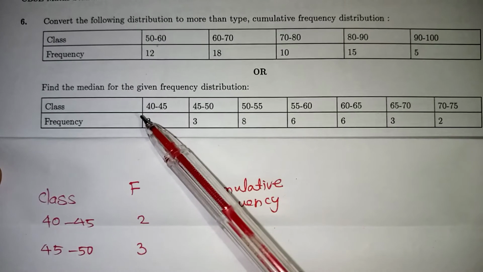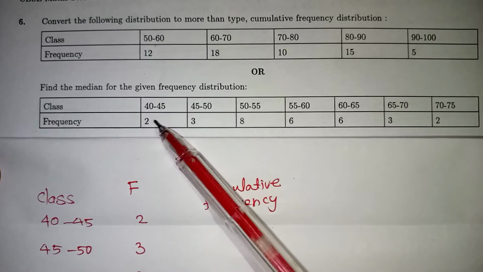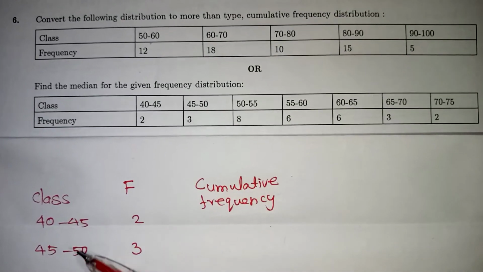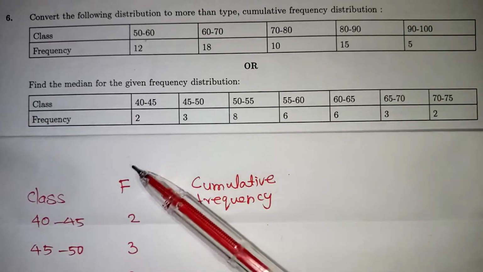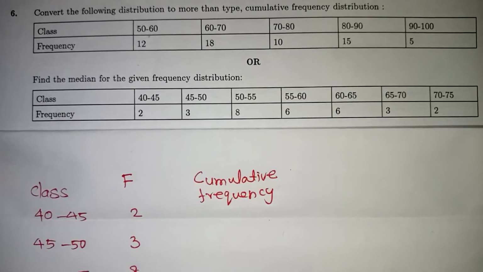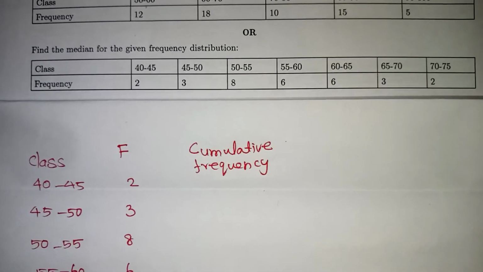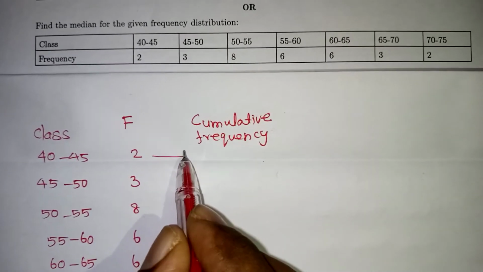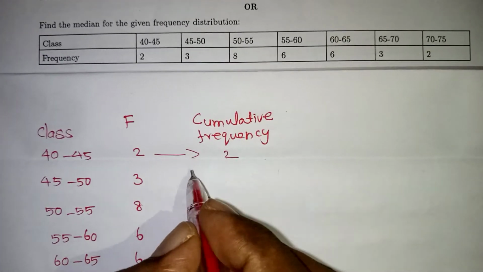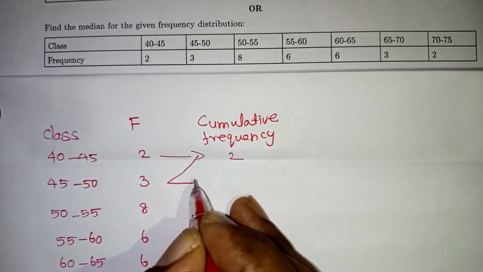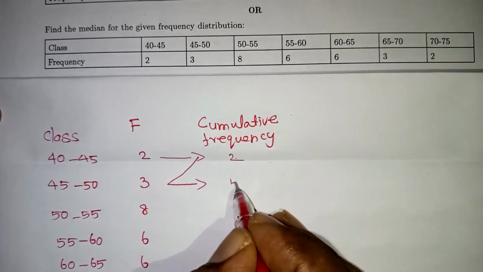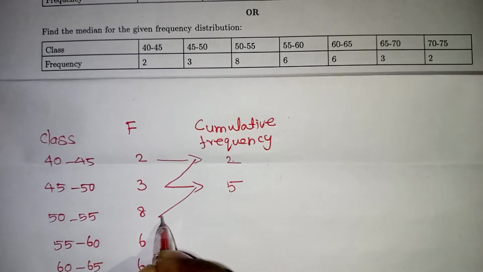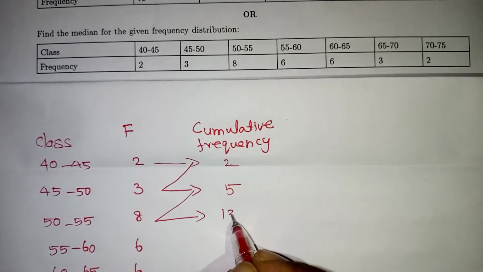To find the median, first the table which is given horizontally should be converted into vertically. You just write all the class interval here, all the frequency here. To find the median, we need the cumulative frequency. Cumulative frequency finding is very easy. So the first number 2 should be written as it is. Next number 2 plus 3 we should add. 2 plus 3, 5. And 5 plus 8 will be 13.